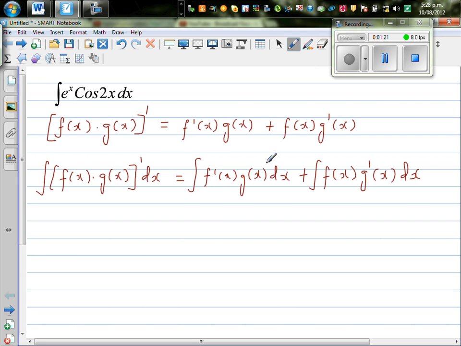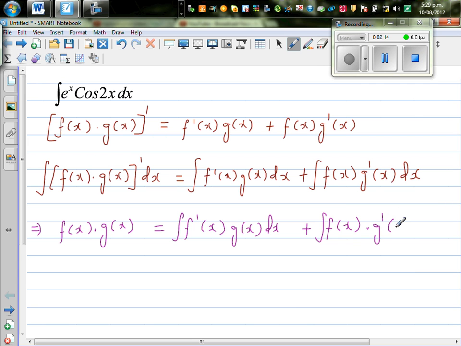So this is nothing but integrating both sides with respect to x. If you're integrating f of x times g of x dash, this is a gradient function. If you're integrating a gradient function, you get the original function. So this implies this becomes f of x times g of x. It's a gradient of a product of two functions, and if you integrate that, you get the original function. So this is equal to integration of f dash x times g of x, you can't integrate this like this, plus integration of f of x times g dash x dx.